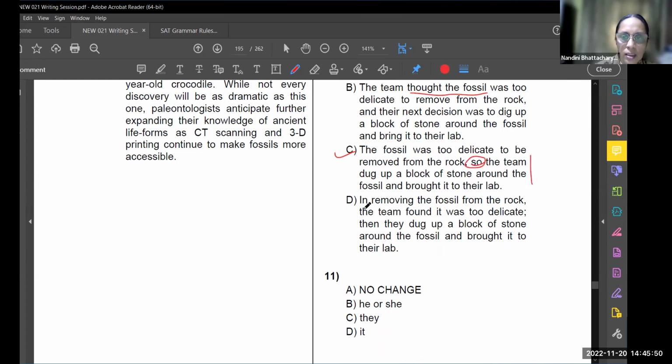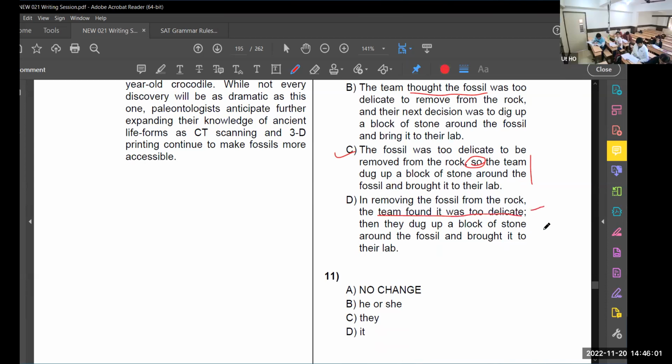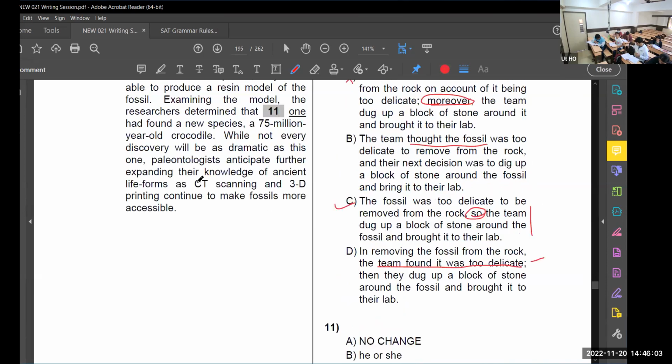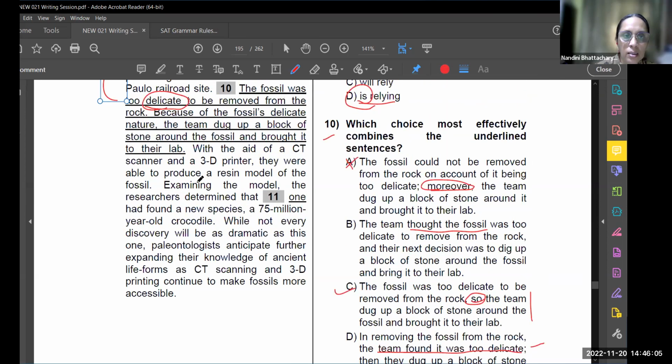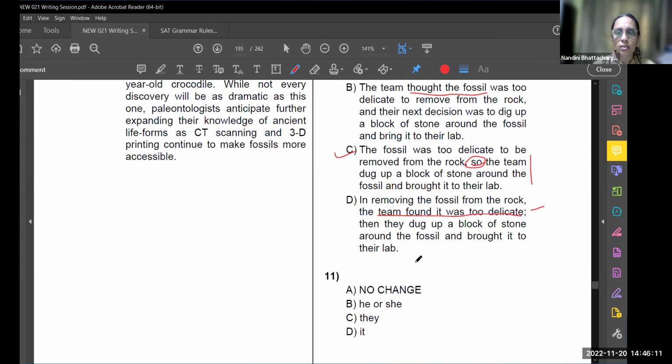Now D is, in removing the fossil from the rock, the team found it was too delicate. Now, the team found it was too delicate is making it a little wordy and not keeping with the focus that is required in the two sentences. So C is your correct option.